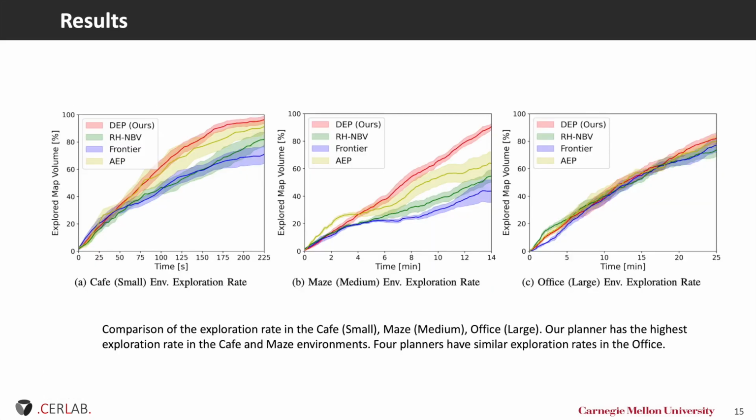To further compare their exploration rate, we conduct experiments in 3 different scales of environments for 10 times and plot their mean exploration rate with standard deviation. From all cases, we can see that our planner has the highest exploration efficiency.